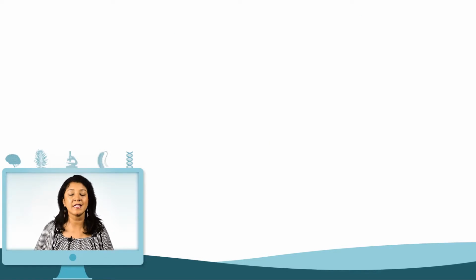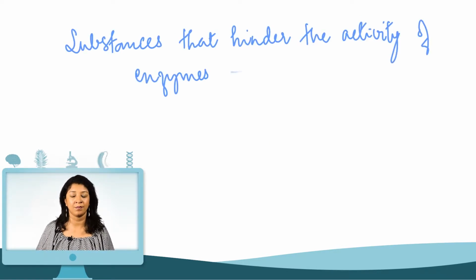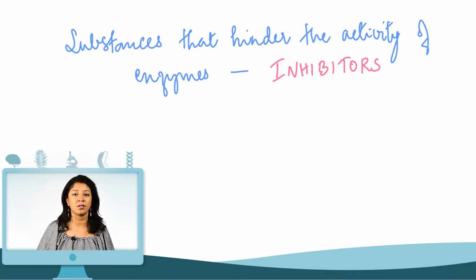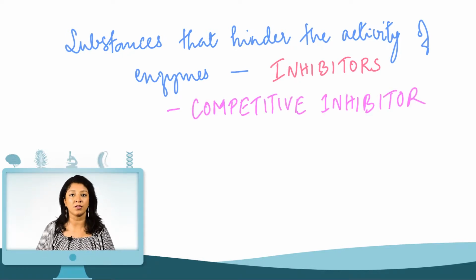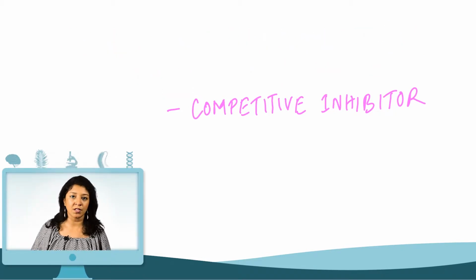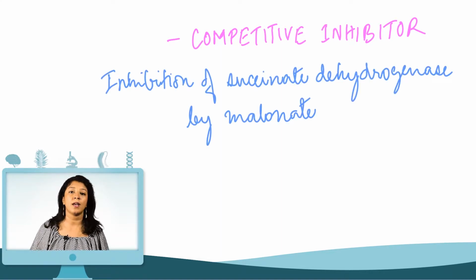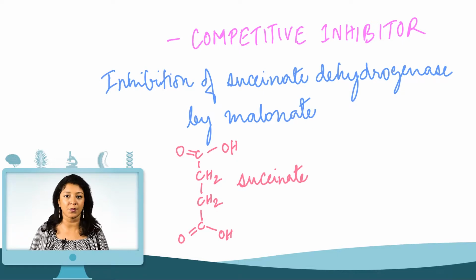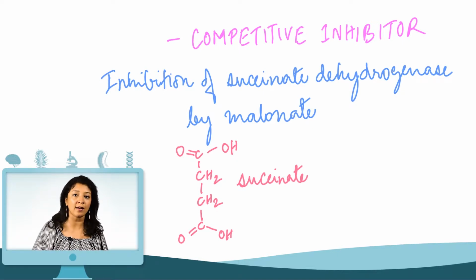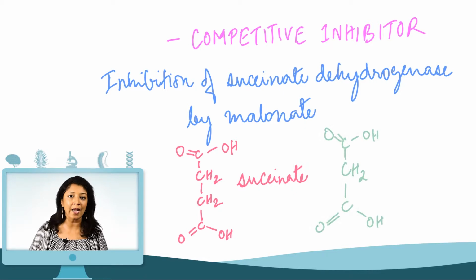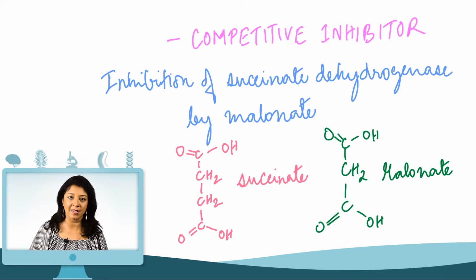There are some substances that can hinder the activity of an enzyme. These are called inhibitors. There are many different types of inhibitors, but one type is a competitive inhibitor. An example of competitive inhibition is the inhibition of the enzyme succinate dehydrogenase by a substance known as malonate. Succinate dehydrogenase is an enzyme of the Krebs cycle, and it uses succinate as its substrate. But a structural analog of succinate, which is nothing but malonate, is capable of inhibiting this enzyme.